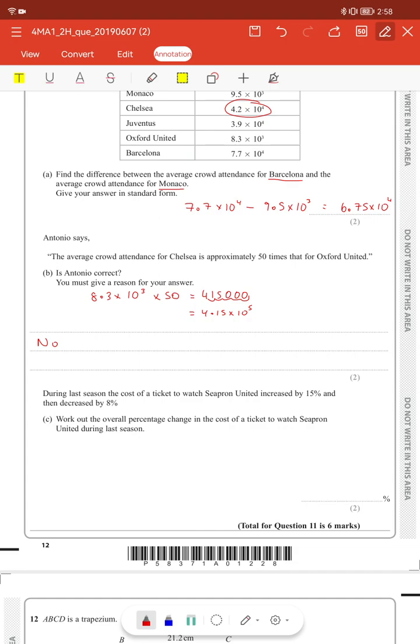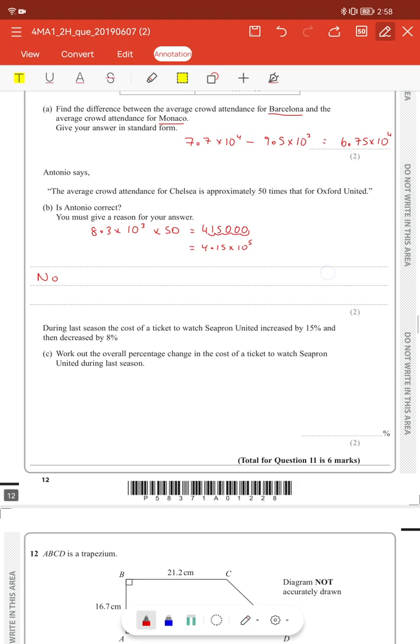During last season, the cost of a ticket to watch Spearn United increased by 15%, then decreased by 8%. Work out the overall percentage cost increase. So what we would do is 1.15 would be the increase, and then times that by 0.92, which would give us 1.058, and so on. Well, now what we know is this would be an increase of 5.8%. So the overall increase would be 5.8%.